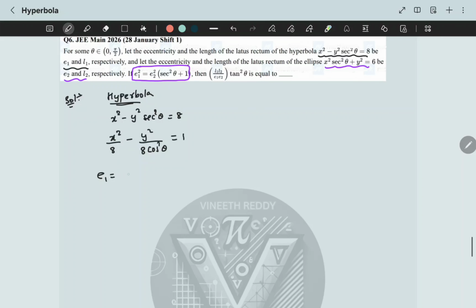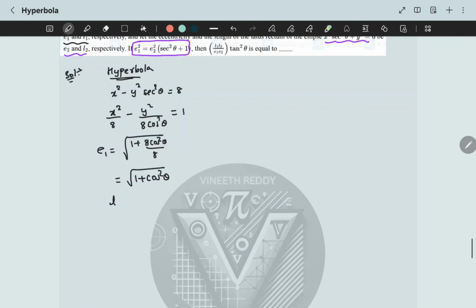So let me find out the eccentricity E1, that will be under root 1 plus b square by a square. So it should be under root 1 plus cos square theta. And what will the length of the latus rectum be? That will be 2b square divided by a, right? So we have 2 root 8 cos square theta. Now this is for the hyperbola.